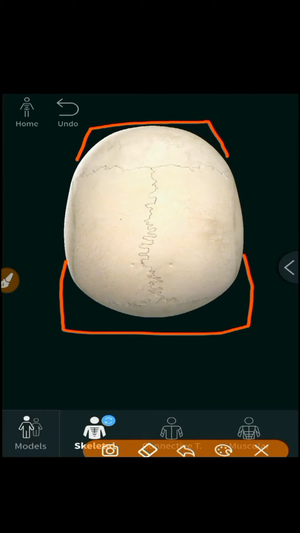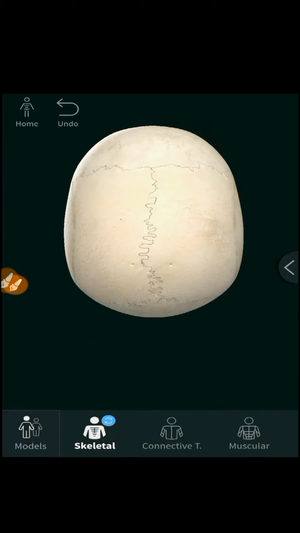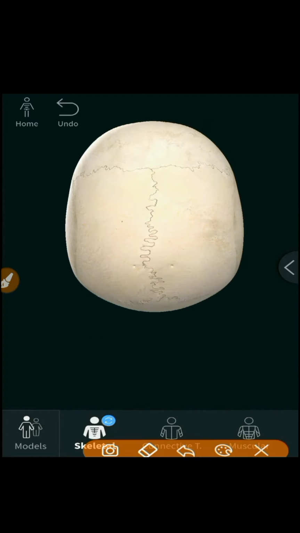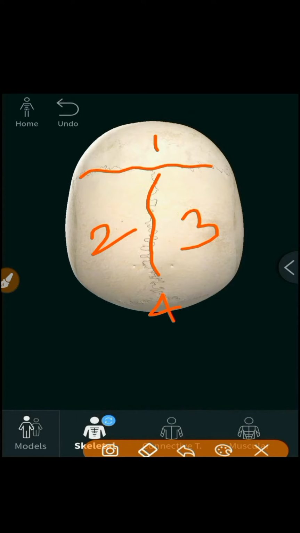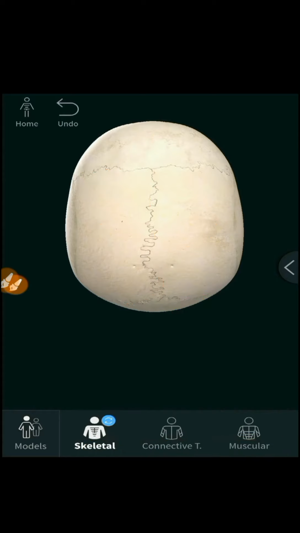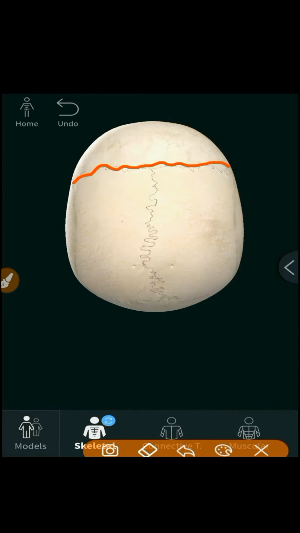It is ovoid, egg shaped. Anterior end is narrow, posterior end is broad. You can see two parietal eminences on either side posteriorly. So these 4 bones, I told you to remember the rule 4, 3, 2, 1 in descending order. 4 bones, 3 sutures here, and you will see 2 points, bregma and lambda, and 1 pair of parietal foramina and 1 vertex. So 3 sutures, that is coronal, sagittal, and here you will see lambdoid suture.